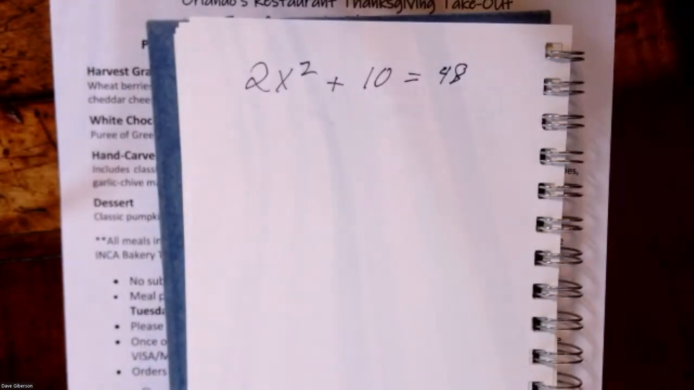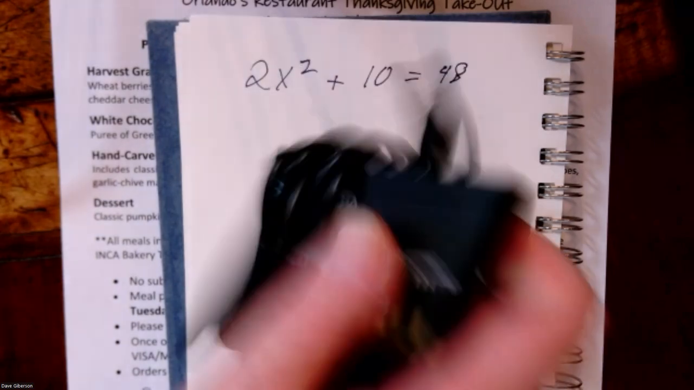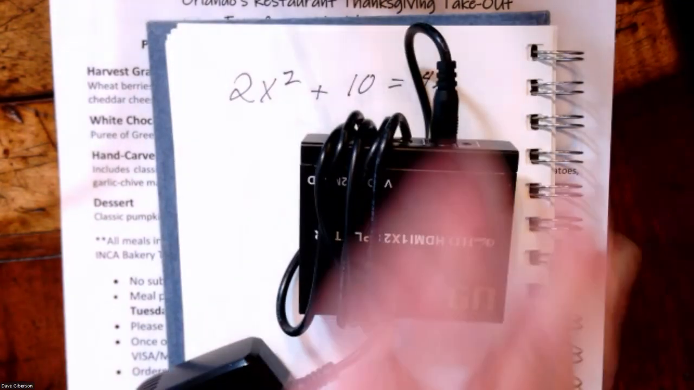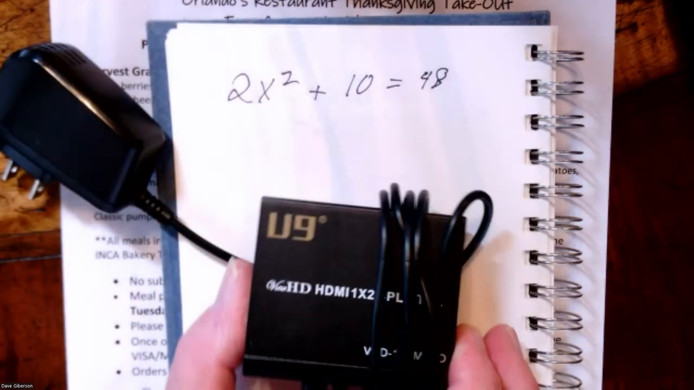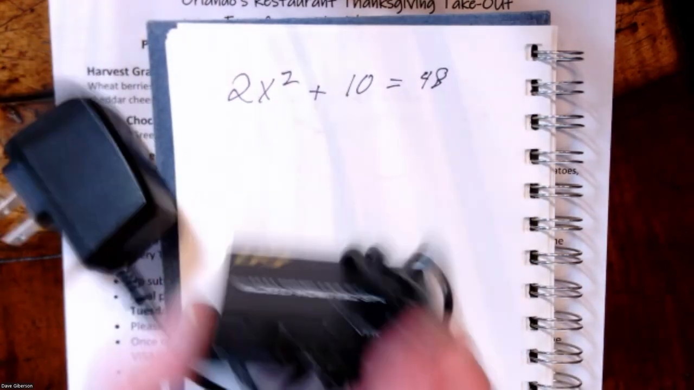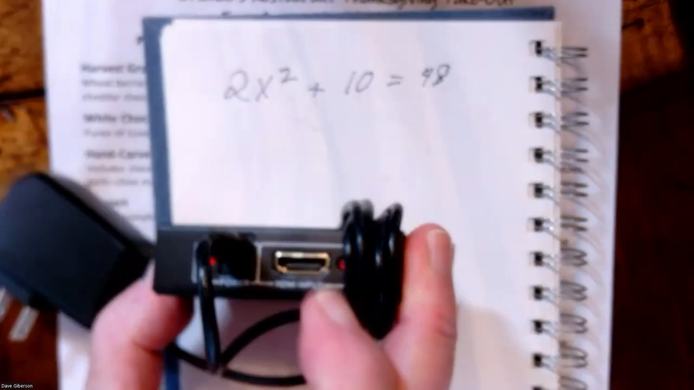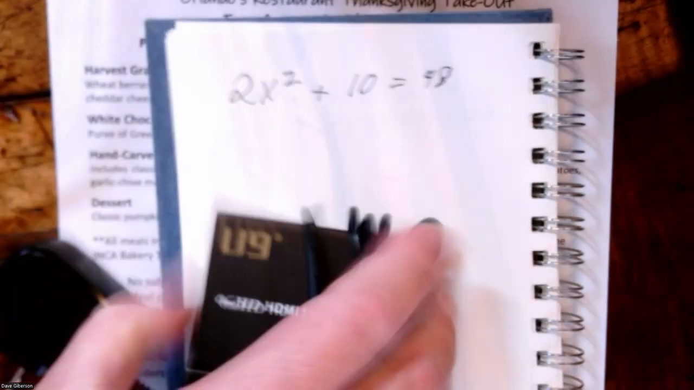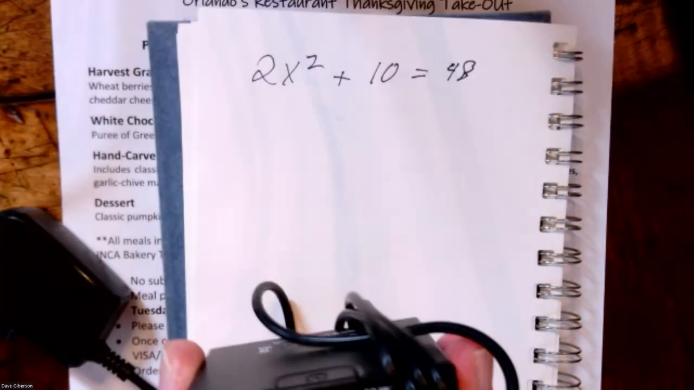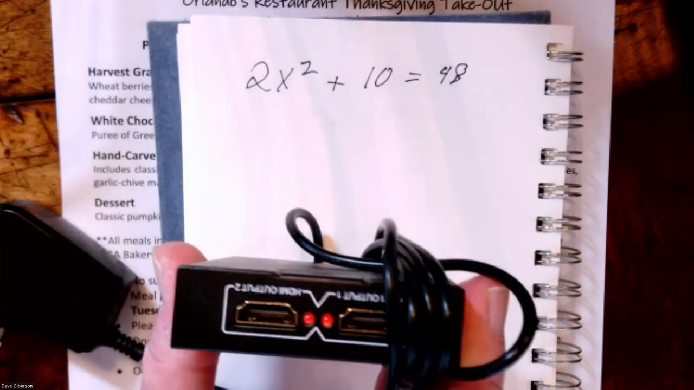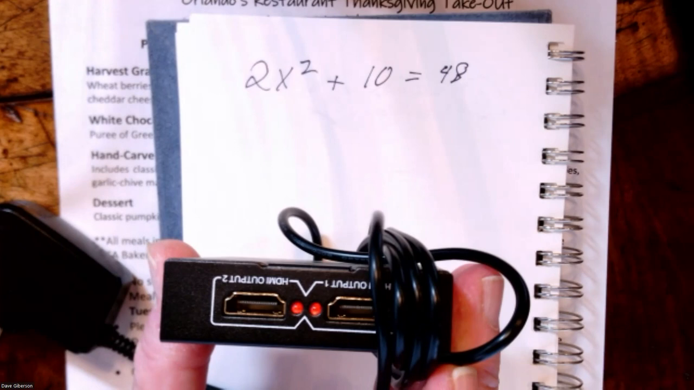The device I'm talking about is just a tiny little box. I think this one costs about $35. It's got a power connector, a USB input port on one side, and this one's a two port splitter. So it's got two HDMI output ports on the other side.